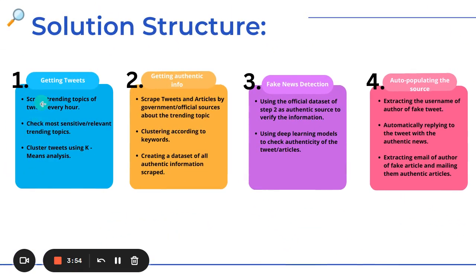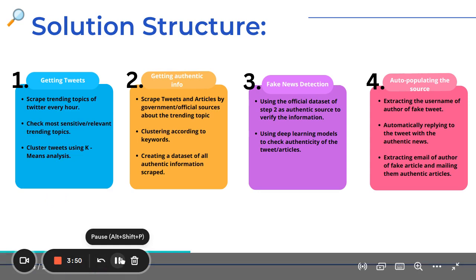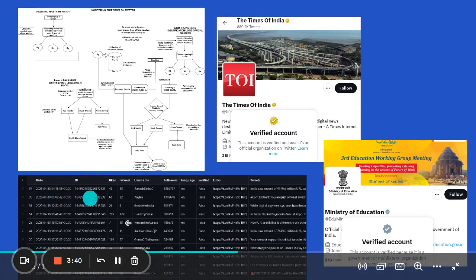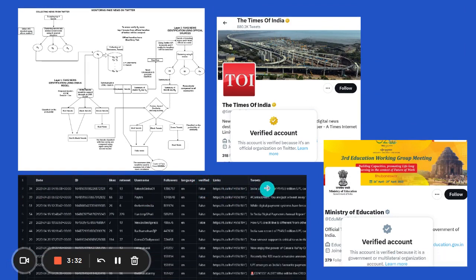So how does it function? It scrapes the trending topics of Twitter every hour, checks the most sensitive and relevant topics which are trending and which are prone to get spammed by fake news, and makes a CSV file like this. You can see it has content like date, user ID, likes, retweet, username, followers, language, verified account, link to the tweet, and tweet content separately.